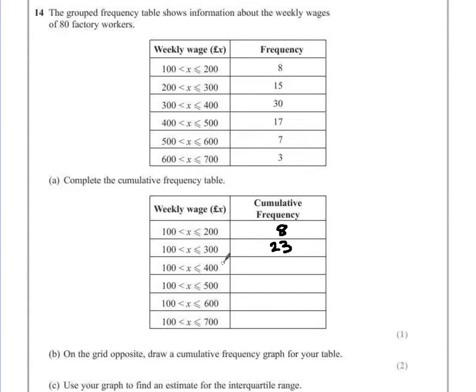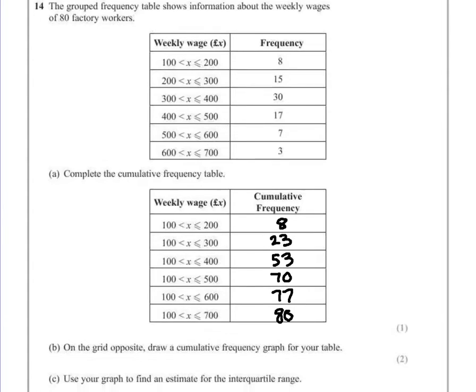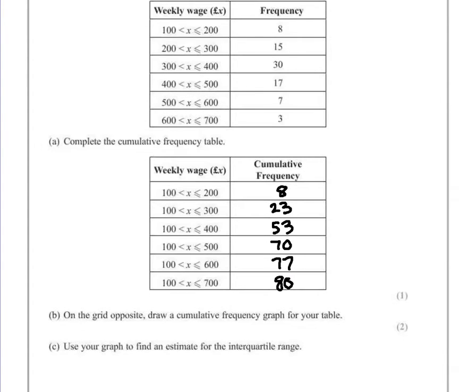In our next group we want 100 to 400, which means it's the first 3 numbers added together, which is 53. Add the next number to find our fourth value, which would be 53 add 17, which is 70. Add 7 for the next value, that's 77, and then add 3 to find out how many there are altogether. Now the question told us there should be 80 people. Our cumulative frequency is added to 80, therefore we know that something's gone right there and we've probably got everyone involved. Part B. On the grid opposite, draw a cumulative frequency graph for your table.